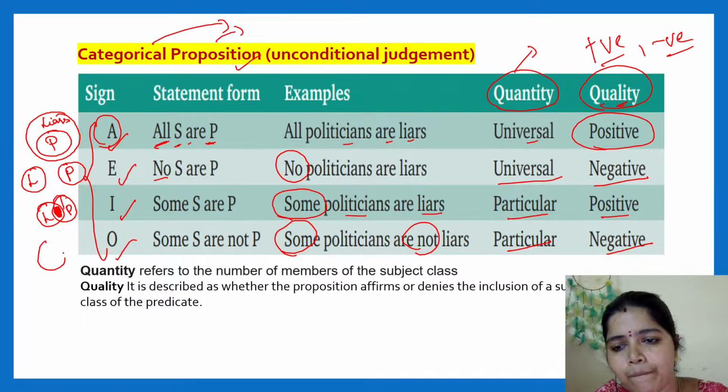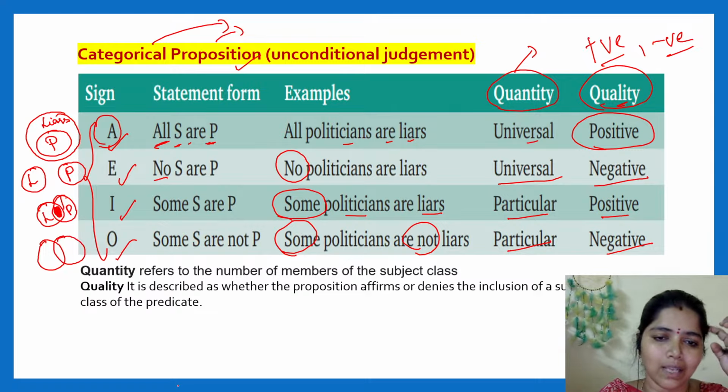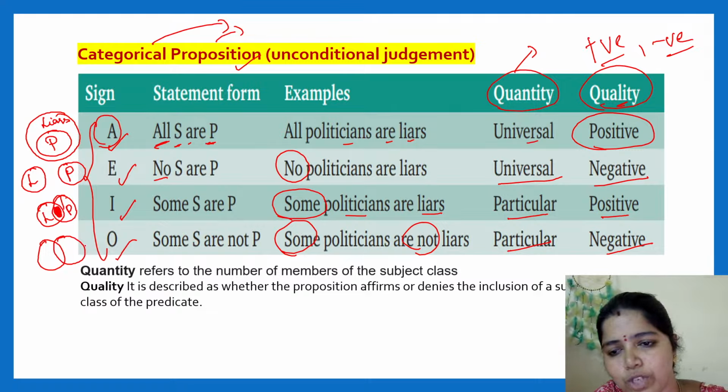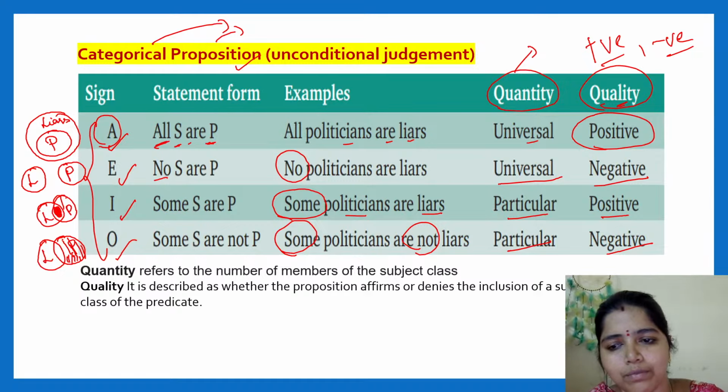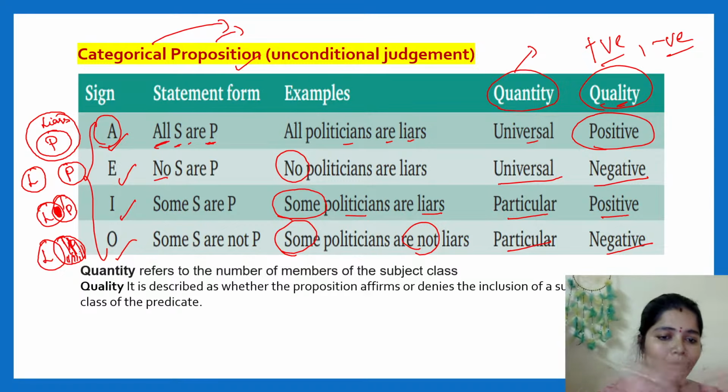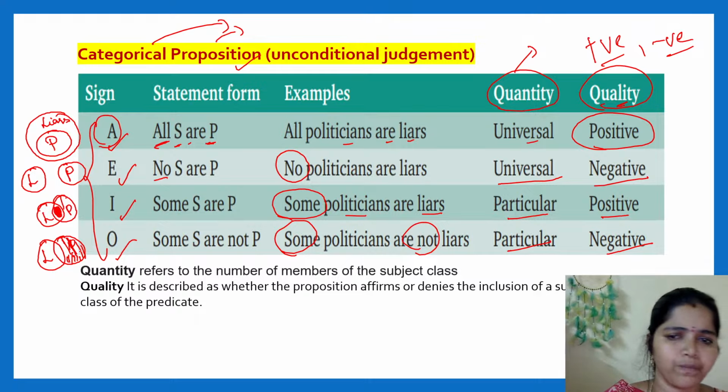So some politicians are not liars means what? Which area will come? Some politicians are not liars means this area will come. There are some politicians who are not liars, so this area will come. Hope that's clear? Please be clear with all these terms.